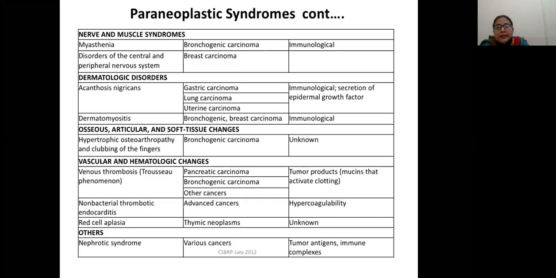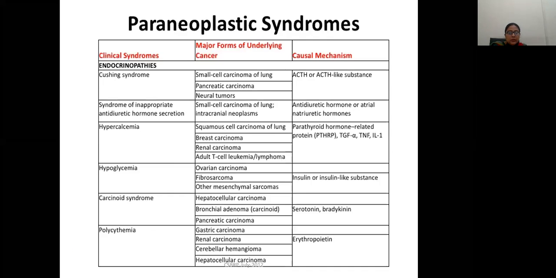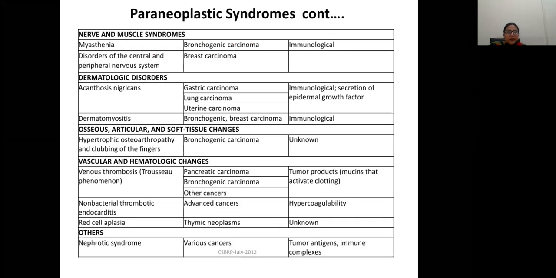So, beta, this is a chart. If anyone asks in your SEQ, then you may make this type of chart. The examples of paraneoplastic syndrome are the nerve and muscle syndromes, the dermatological disorders, osseous, articular, and soft tissue changes, vascular and hematological changes, and others.